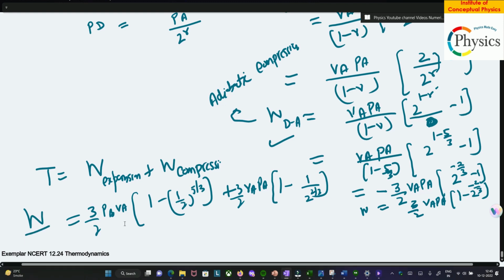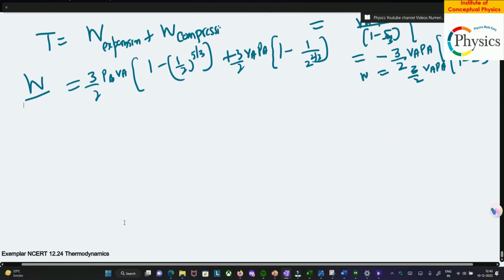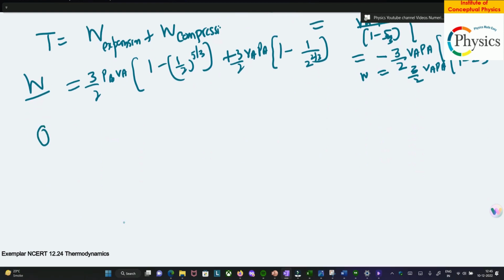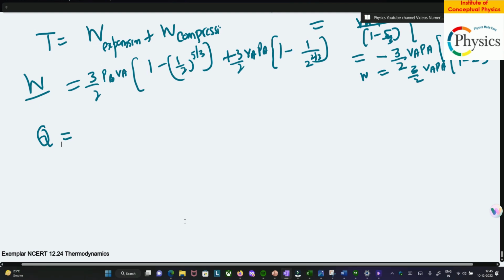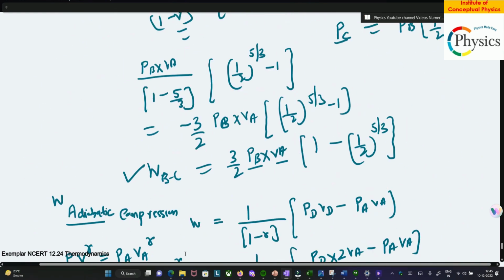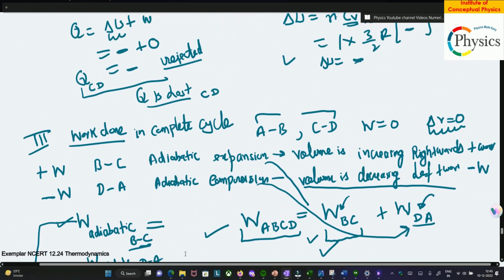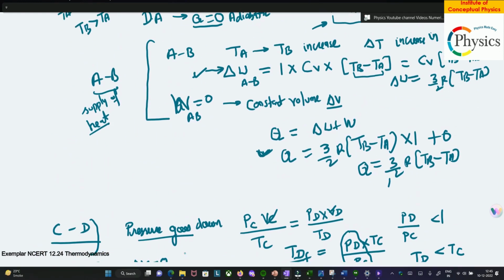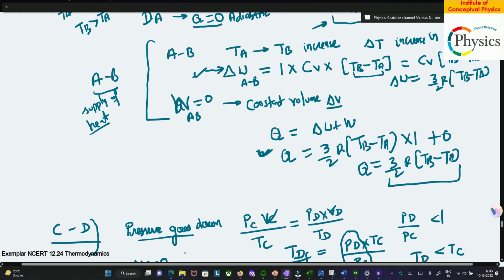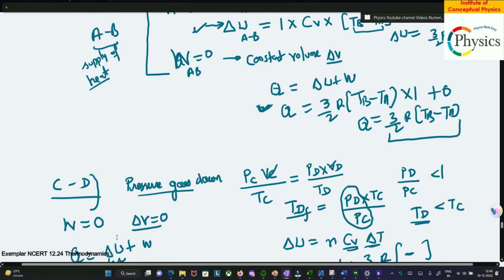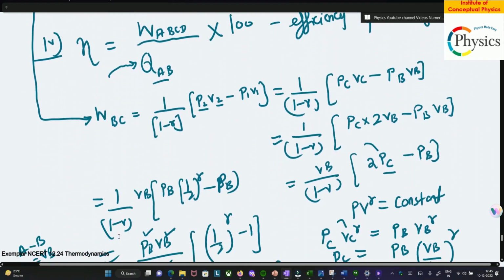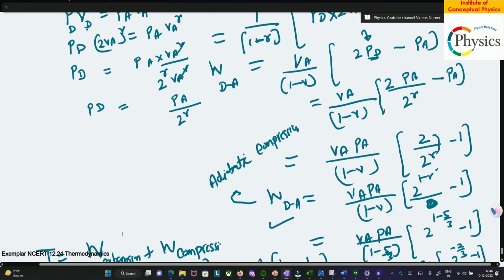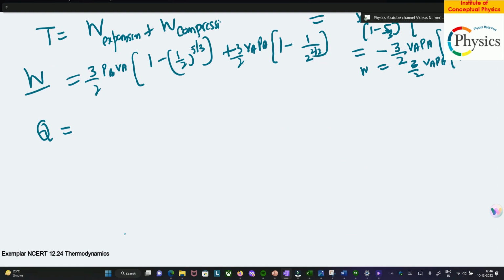This is fairly complicated and a long equation we are getting. We have already calculated what is the heat which has been added to this system. And you can see the heat calculation was done prior to this, right? So we were able to calculate the heat that got added, 3 by 2 R TB minus TA, right? So 3 by 2 R TB minus TA.